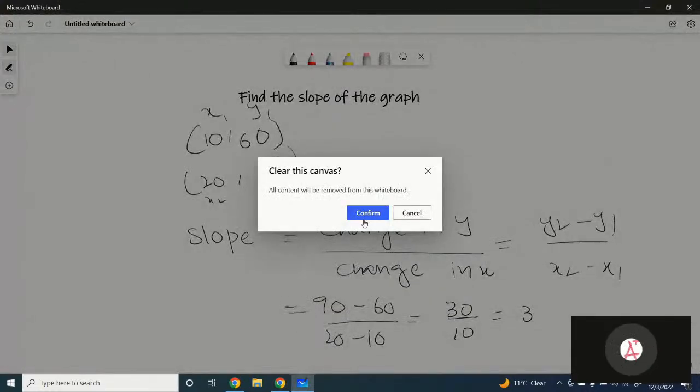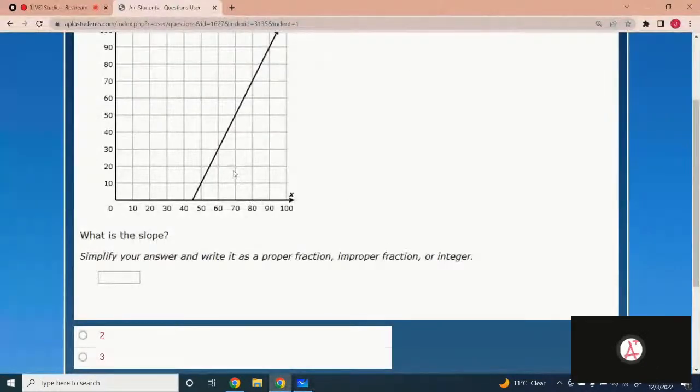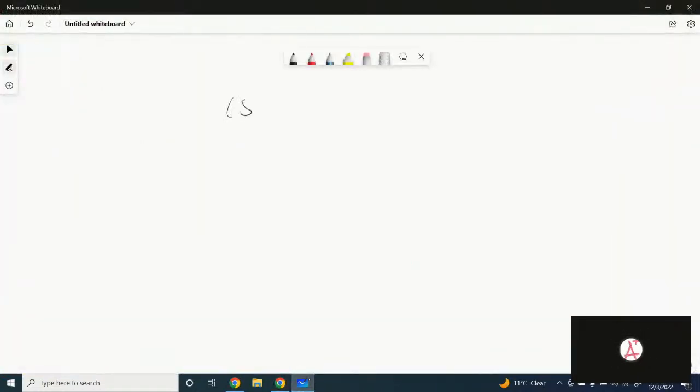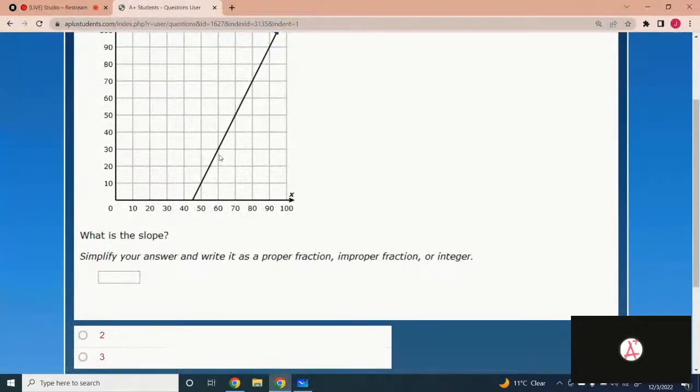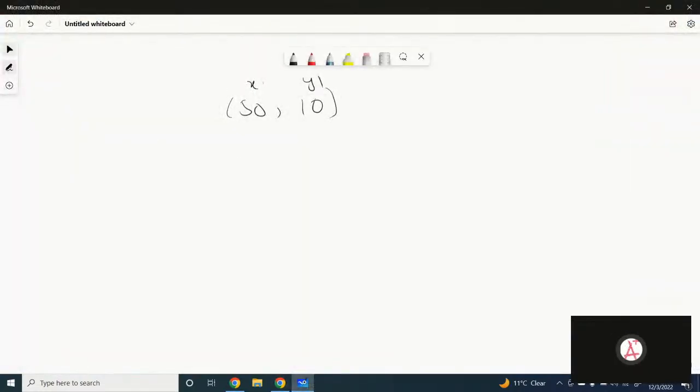Let's just use the points. Okay, the first one I'm using is this one. Okay, it is 2, not 3. It would be x is 50, y is 10, so (50, 10). This is x1 and y1. Then you have x is 60 and y is 30. I'm using the other point, that is (60, 30). Got it? This is x2 and y2. Okay, use the slope formula, that is change in y divided by change in x.